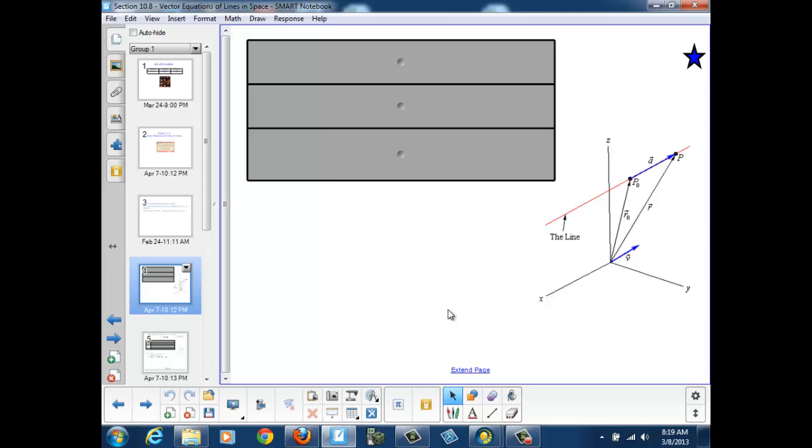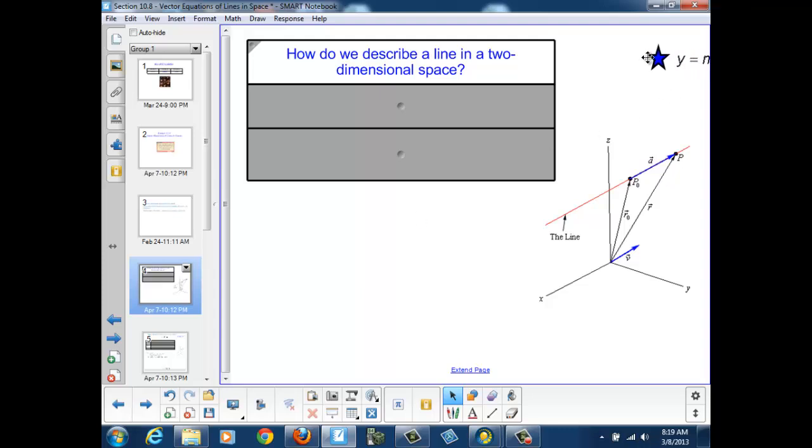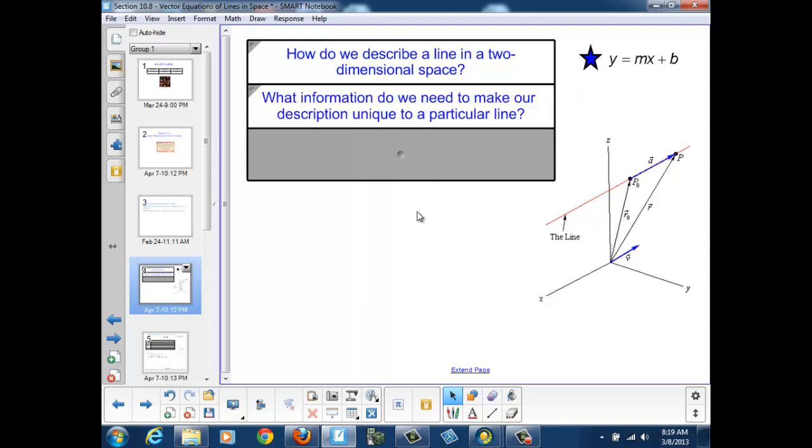Well, to develop the equation for a line in space, we need to look at its analog in 2-dimensional space. So first, let's ask ourselves the question, how do we describe a line in a 2-dimensional space? Yes, y equals mx plus b, where m is the slope and b is the y-intercept for the line. So what information do we need to make our description unique to a particular line? Well, we need to know these two values, the slope and a point on the line.